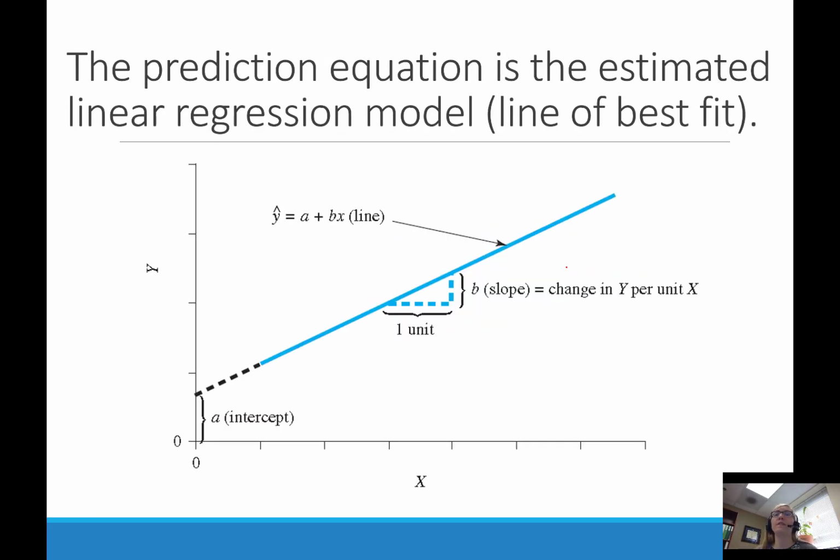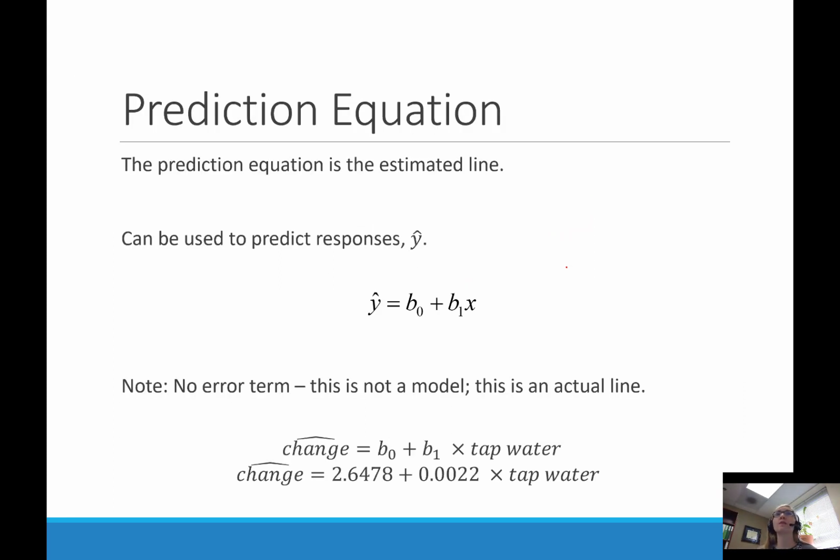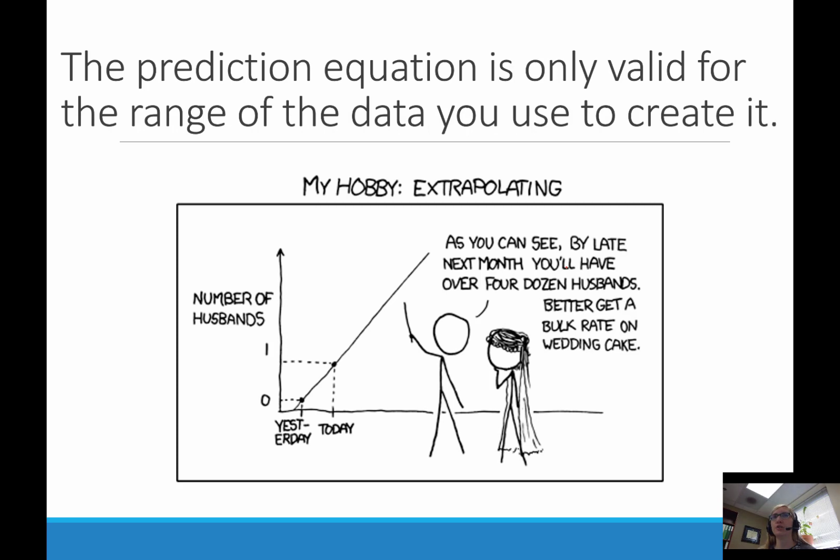We call the formula for the line the prediction equation, since it predicts what is happening in the population. It is the estimated linear regression model, or the line of best fit. It has a slope and a y-intercept. Just like in algebra, the y-intercept tells the value of y when x is 0, and the slope measures the change in y for each 1 unit change in x. We call this line the prediction equation because it can be used to predict responses, which we denote by y hat. This means that if we have how much tap water a woman drank, we can estimate her change in hemoglobin. However, we must be careful not to extrapolate.